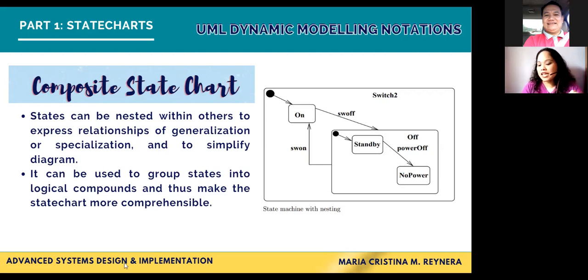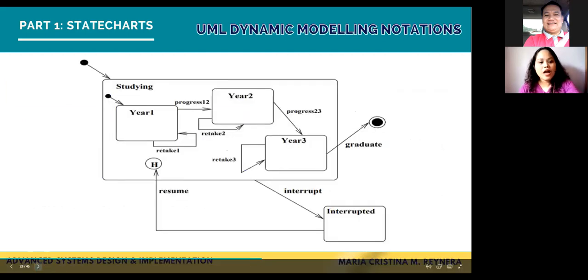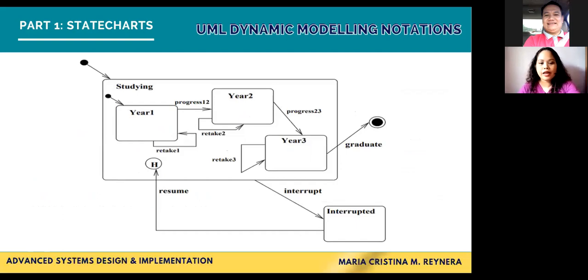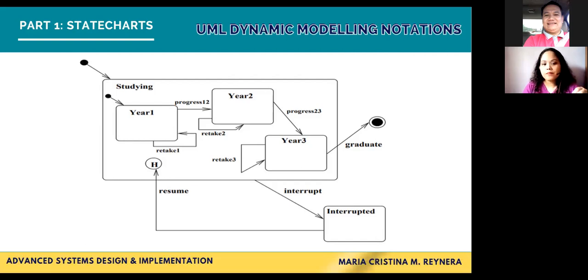Okay, let's take a look at this one. Probably this is an example we can relate to. I got this one from one of the writers of the subject, Mr. Kevin Lano. This is an example of a state machine of a BSc student with a three-year course, with the states year 1, year 2, and year 3 as substates of studying. The states interrupted and terminal graduate are at the outer level only.